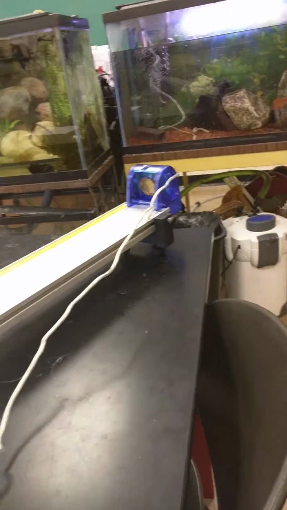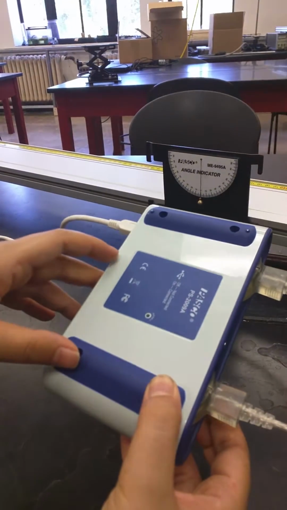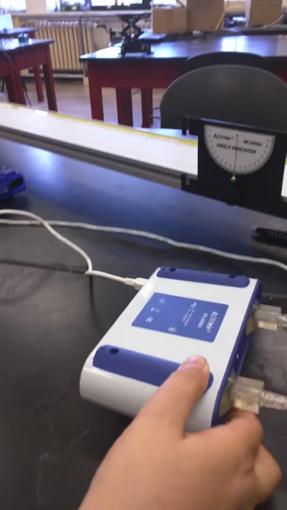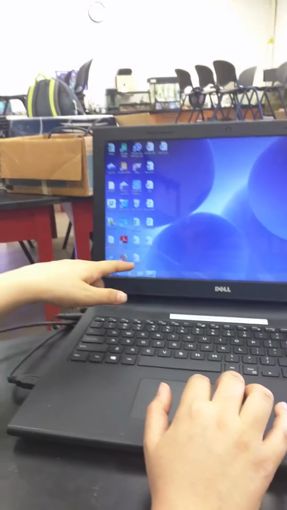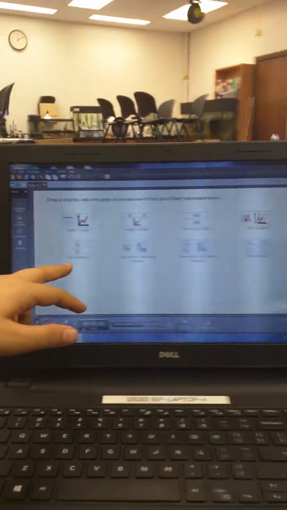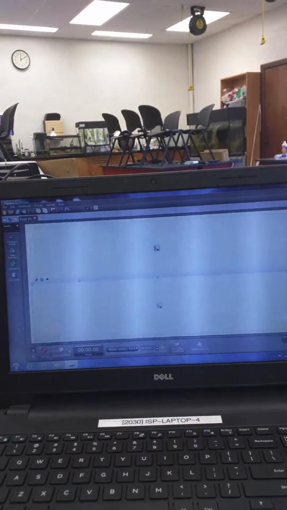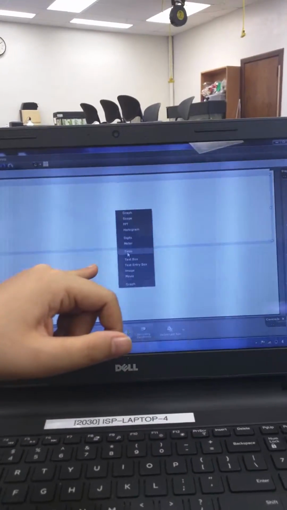We connected the two sensors to the data collector, the PASCO data collector, and data goes to the computer. This is the software, PASCO. So we need two displays for this lab. Two displays. Click on this icon and select table.